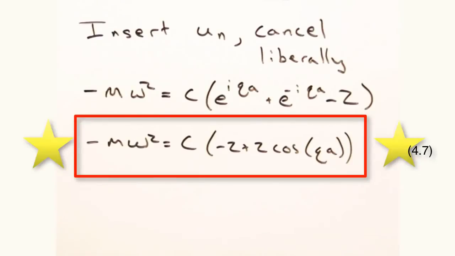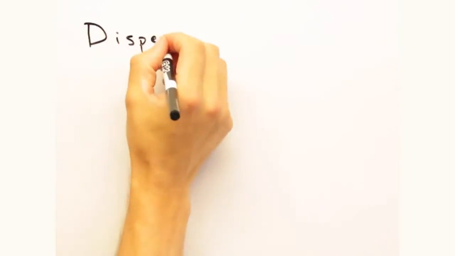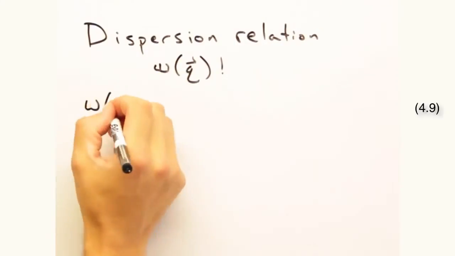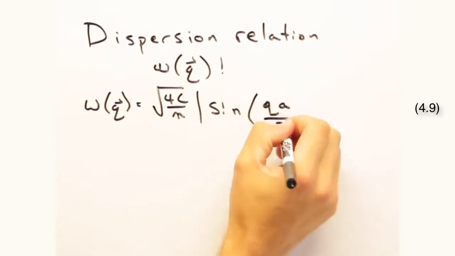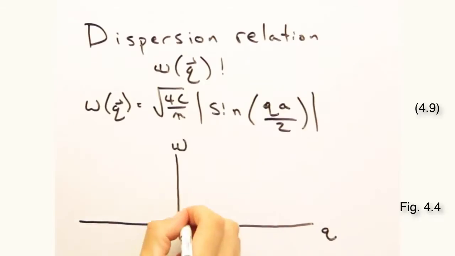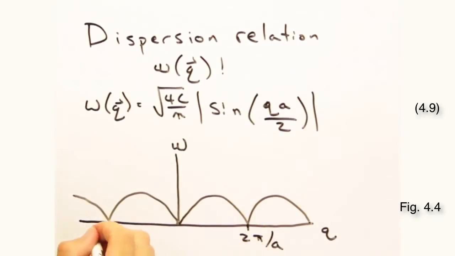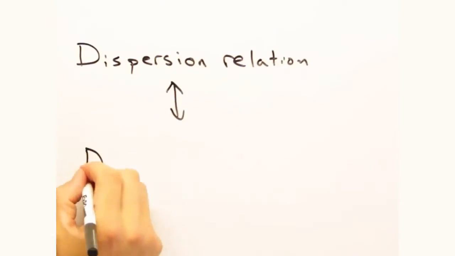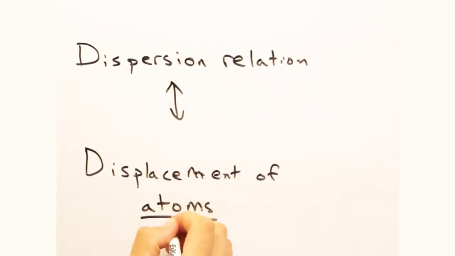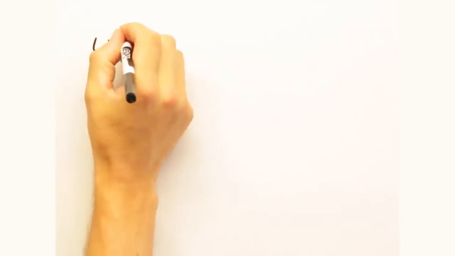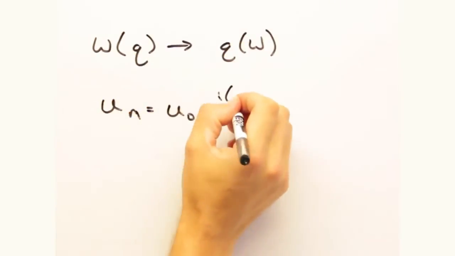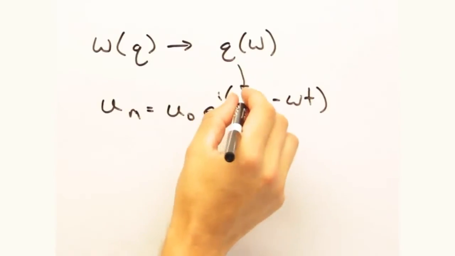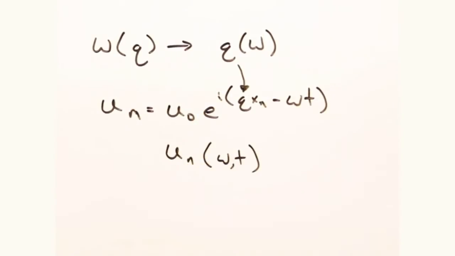Notice that we no longer have an explicit time dependence, but that's okay. Really what we want is the dispersion relation, which relates our frequency omega to our wave vector q. And moving things around, we get a dispersion that looks like this. Eric, so far this looks like a big jumble of math. How does this tell me anything about the displacement of our atoms? We can dump this dispersion relationship back into our original displacement wave expression, and now we have a relationship between u as a function of omega and time.